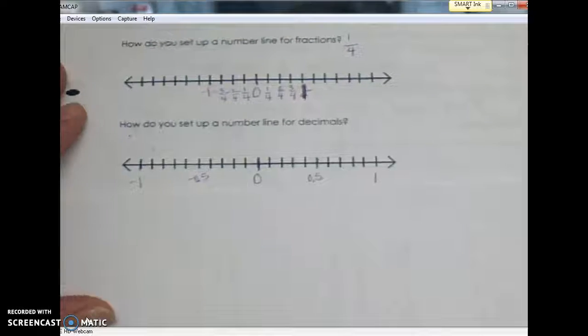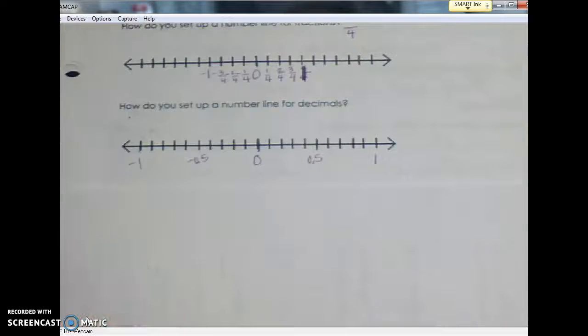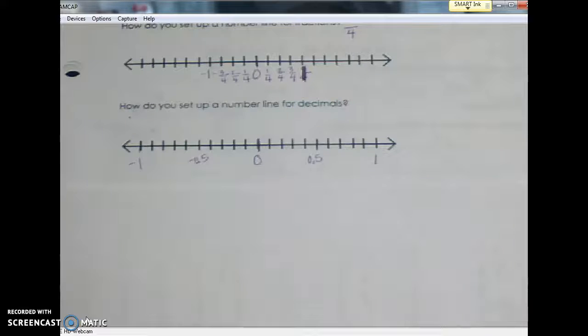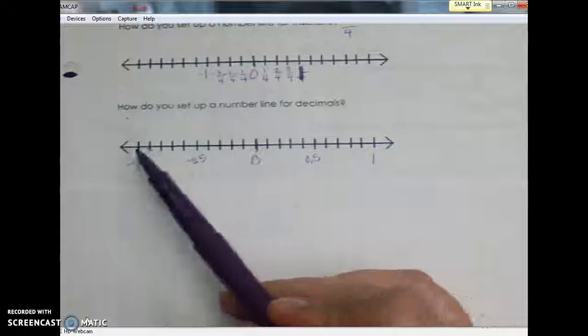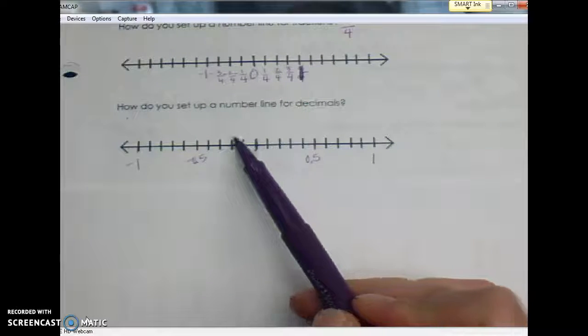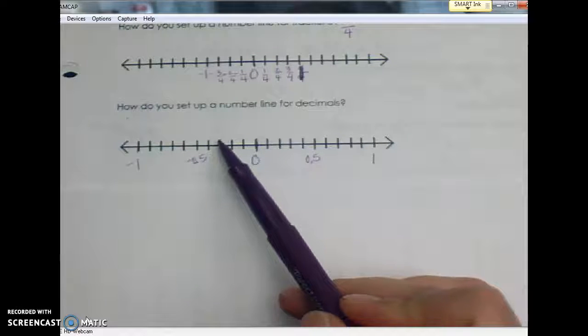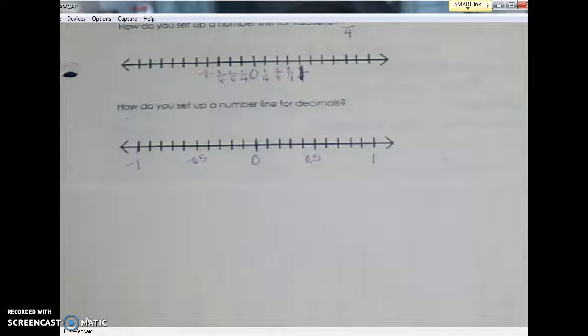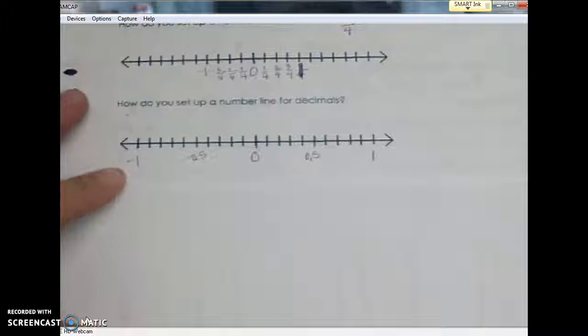Decimals we're going to be breaking up into tenths. And so I counted to 5 tenths, and then if I count 5 more, that takes me to 1 whole. If I count backwards, I have a -1 tenth, -2 tenths, -3 tenths, and so on and so forth to -5 tenths and a -1. So if you just remember you break it up into tenths, that will help you to graph it.